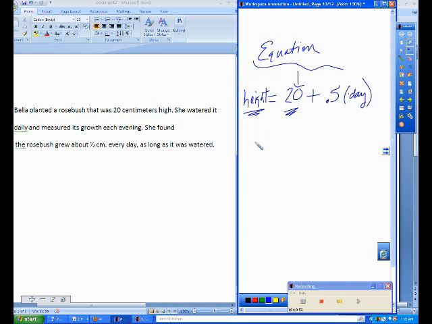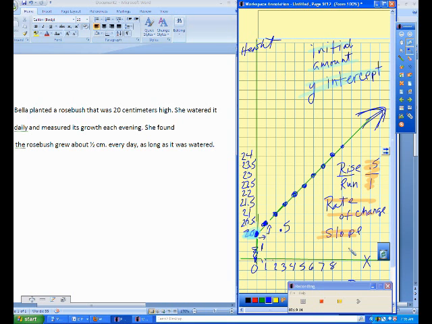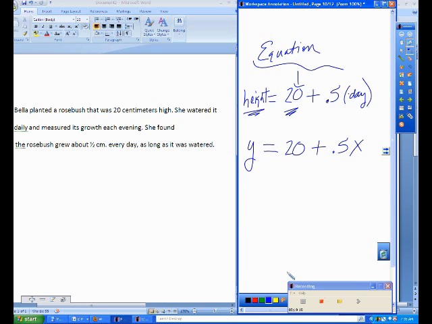So instead of height, I'm going to write y in my equation, because height is our y variable. So whatever our height is, y, is equal to 20 plus 0.5. You can probably see where this is going. Number of days is our x variable that's on our x-axis. So I'm going to change this to 20 plus 0.5x.